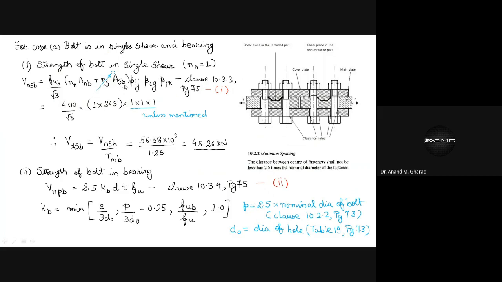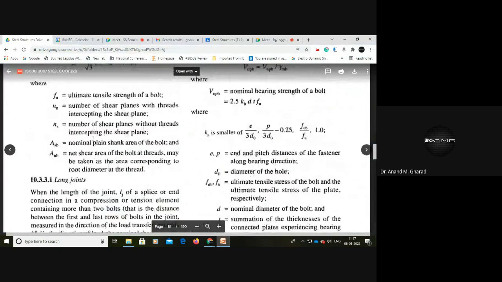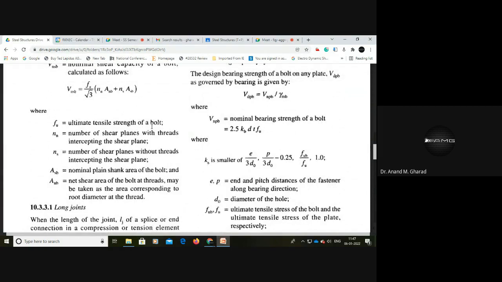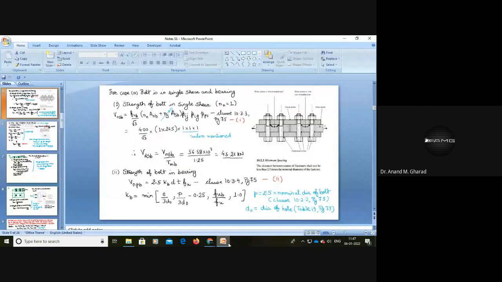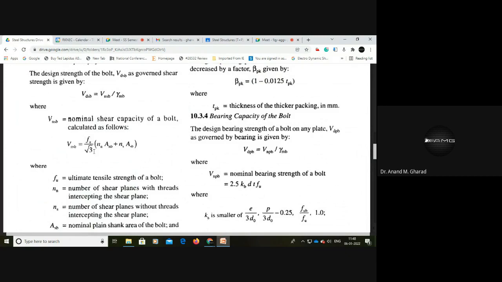Okay? Then there are a few more terms associated with the calculation of strength of the bolt in shear. That is nothing but VNSB. Let me discuss those. Look, Fu is the ultimate tensile strength of, here they have written bolt, okay, ultimate tensile strength of bolt, and since it is the ultimate tensile strength of bolt, I have represented it as FUB in order to avoid confusion. Here although it is written as FU, you can consider it to be FUB. Okay.